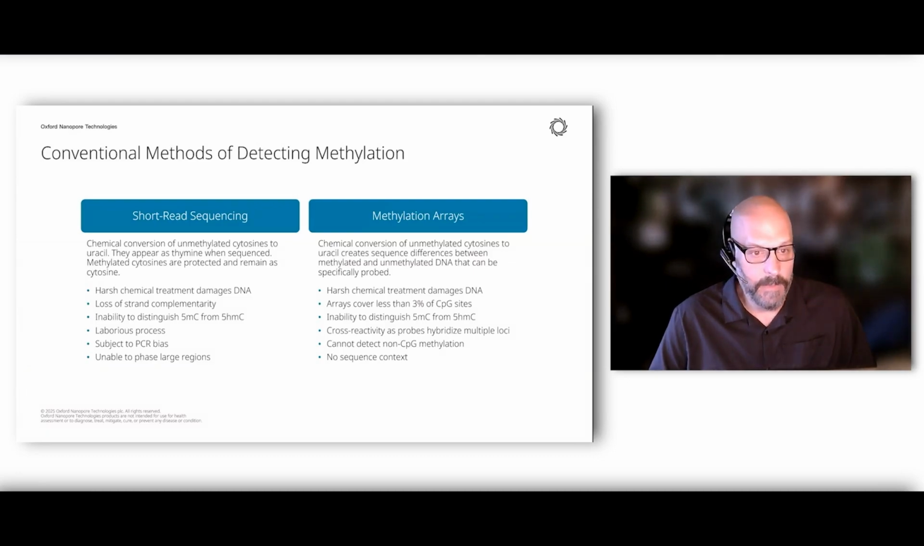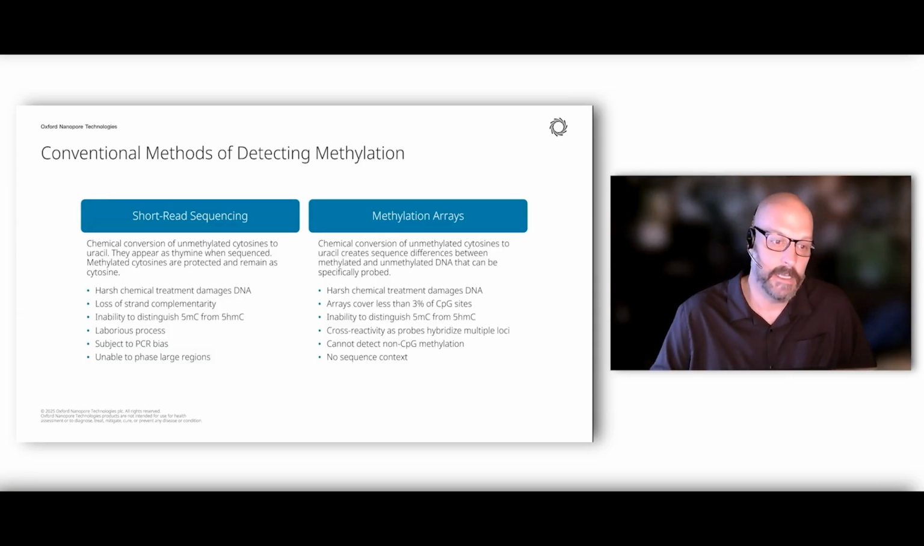There's two methods that have been used conventionally for methylation detection: short read sequencing and methylation arrays. With both of these methods, you have to convert using bisulfite, converting the cytosines to uracil. The unmethylated cytosines get converted to uracil, and then they appear as thymine, and the methylated cytosines are protected, and they remain as cytosines. This is a fairly harsh treatment that damages the DNA.